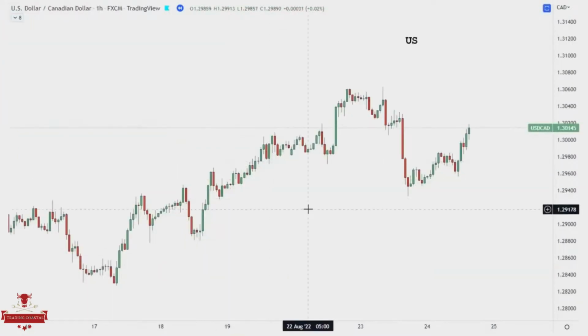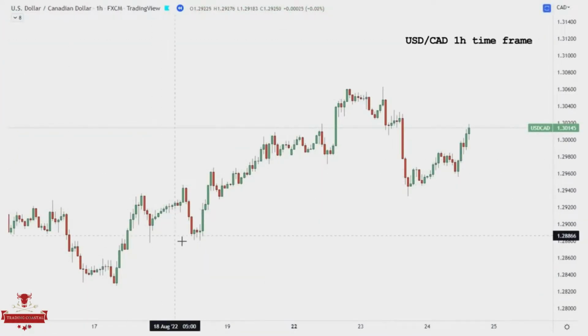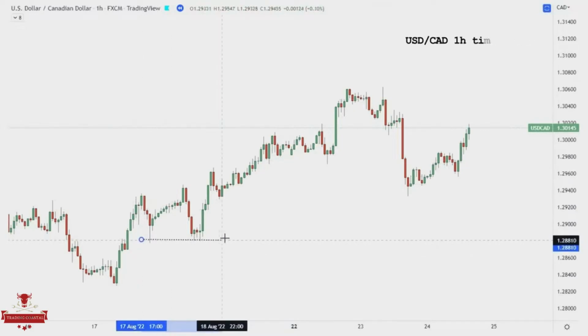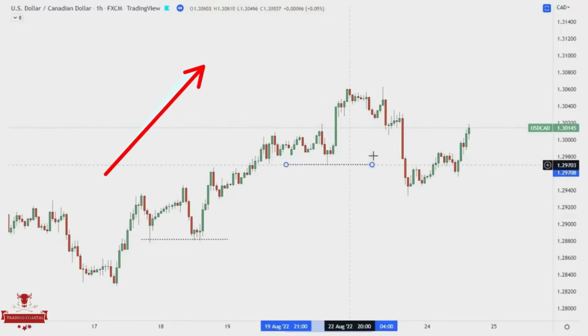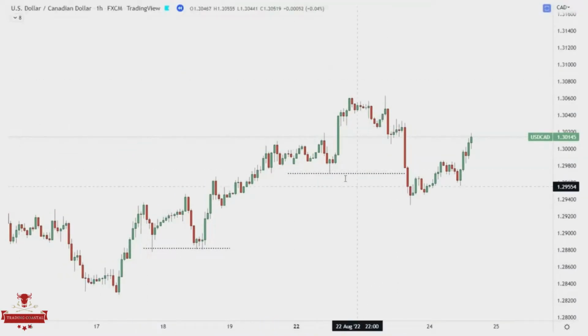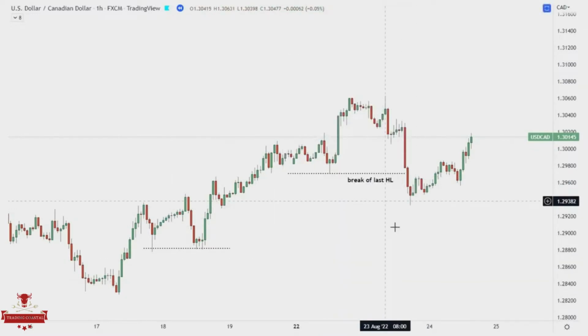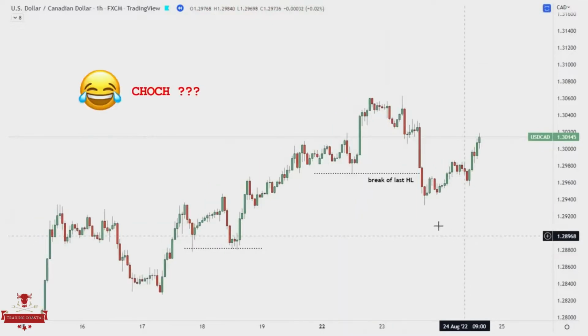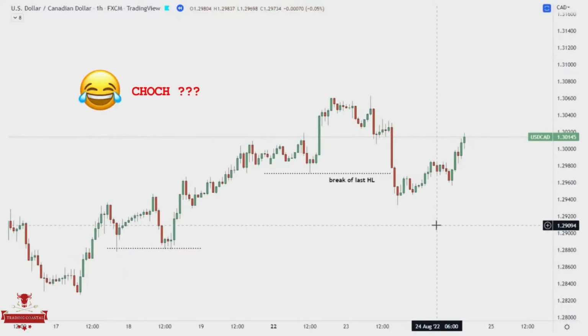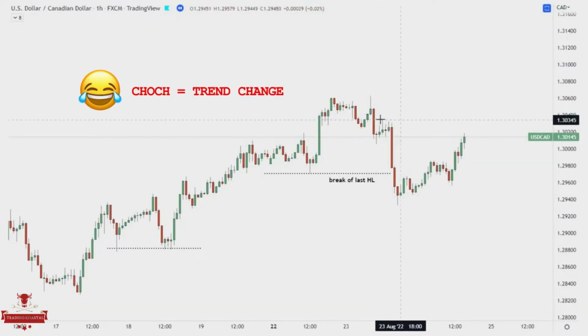Next setup was US dollar versus Canadian dollar. 1 hour time frame. This was our classic reversal setup that we usually trade. We have a clear uptrend with higher highs and higher lows. Then we have the break of last higher low. You can find this event in different names. Every trader tends to name it differently, but the event is the same, and was taken from Dow theory of trend change. I have explained that because I was asked a lot what is CHOCH, change of character. It's a synonym of trend change, just rebranded, in order to sound more sophisticated.